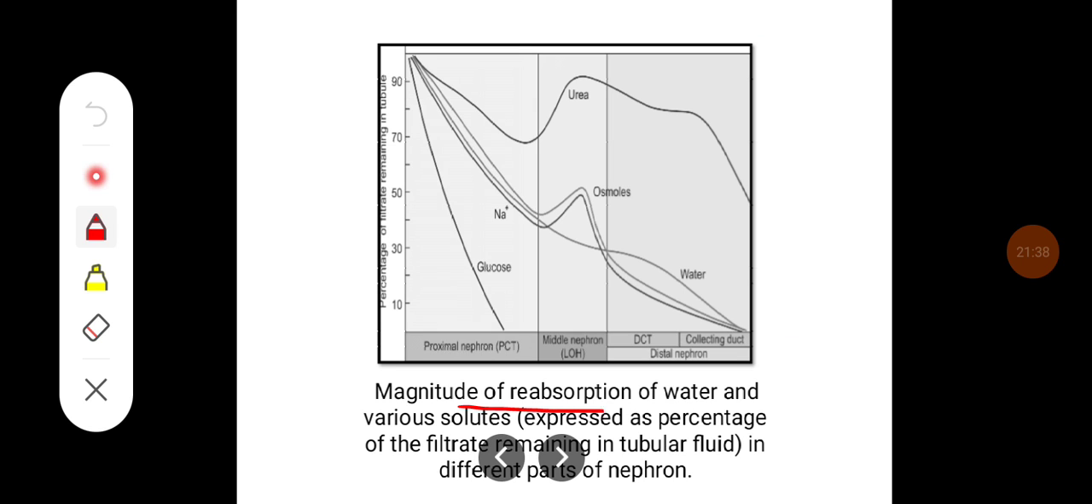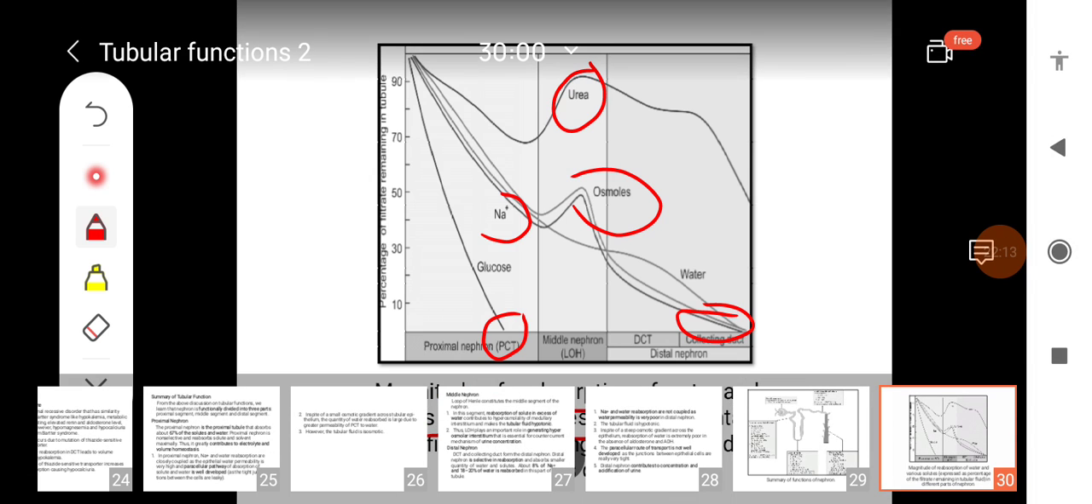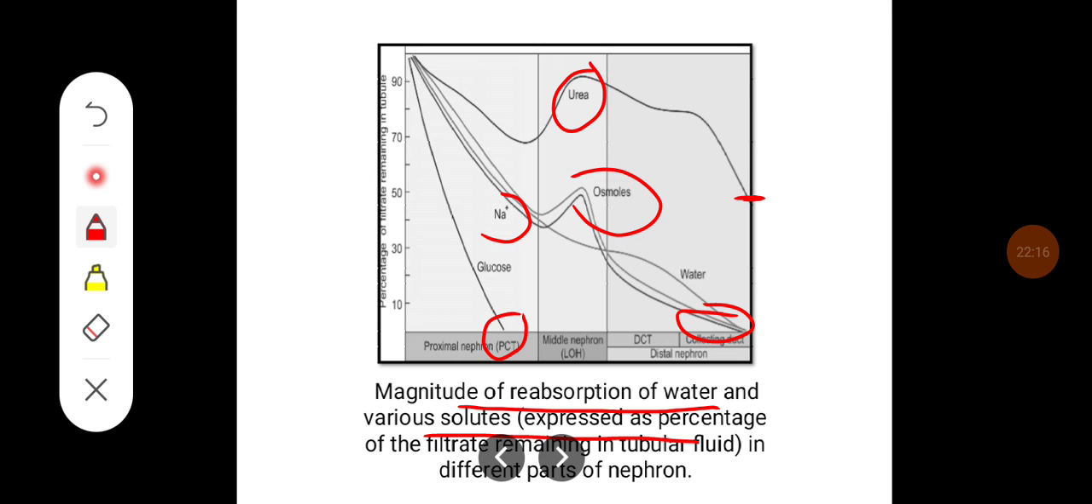And this is the magnitude of reabsorption of water and various solutes expressed in percentage. Okay, and this is the glucose. Almost by the end of the proximal tubule, almost all the glucose is reabsorbed, and the osmoles, the solutes and sodium, by the end of the collecting duct, are going to be reabsorbed. The urea is going to increase in the middle nephron because it is secreted there. Then almost by the end of the nephron, only 50% of the urea is reabsorbed.